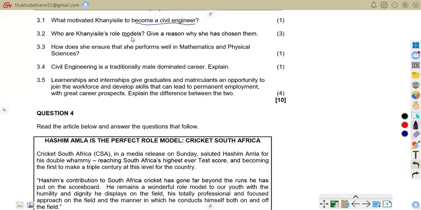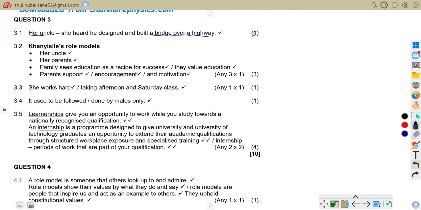Who are Kanyisile's role models? Give reasons why she has chosen them. The role models of Kanyisile are her uncle and her parents. Her family sees education as the recipe for success. So they view education as important, and the parents give support, encouragement and motivation. The bridge that was built by her uncle is the one that motivated her to study civil engineering, and also her parents, who see education as a recipe for success. All these are from our case study.